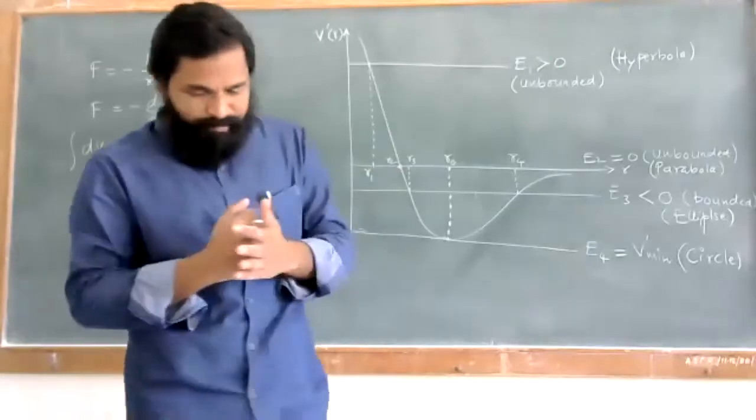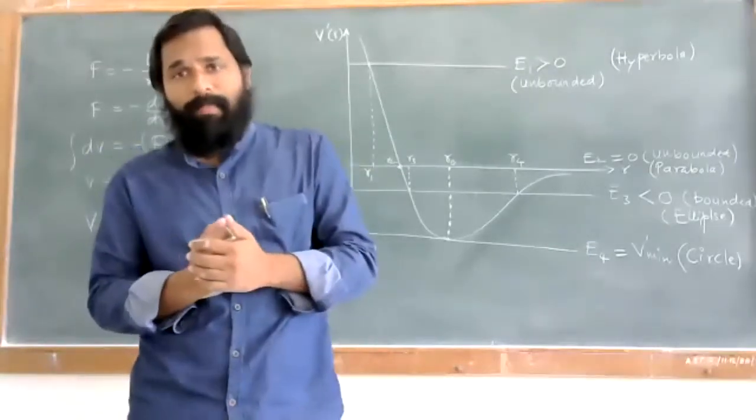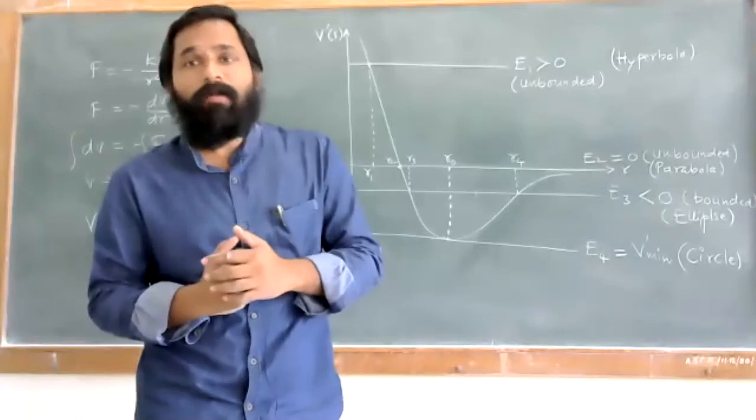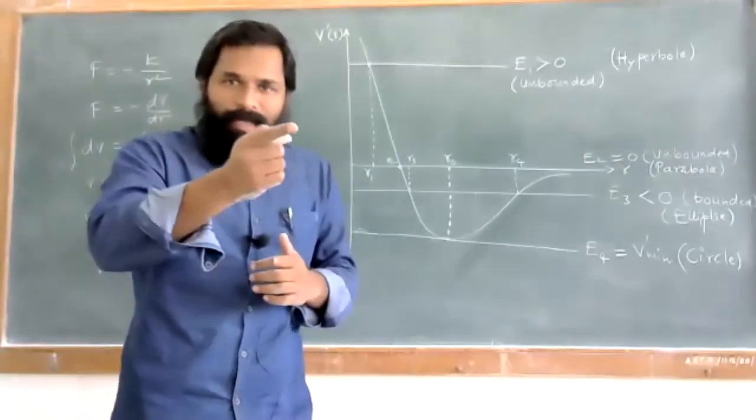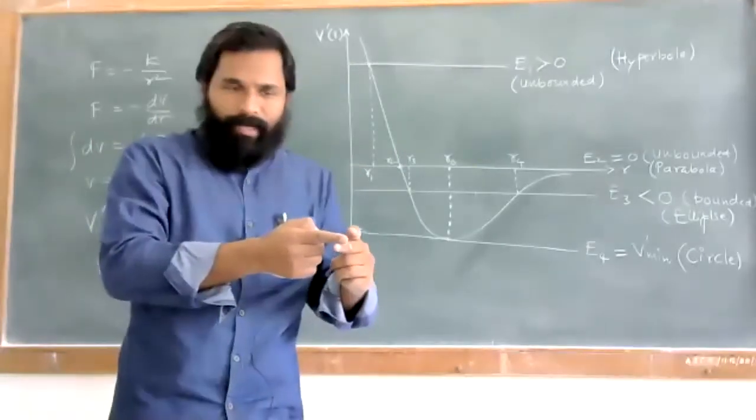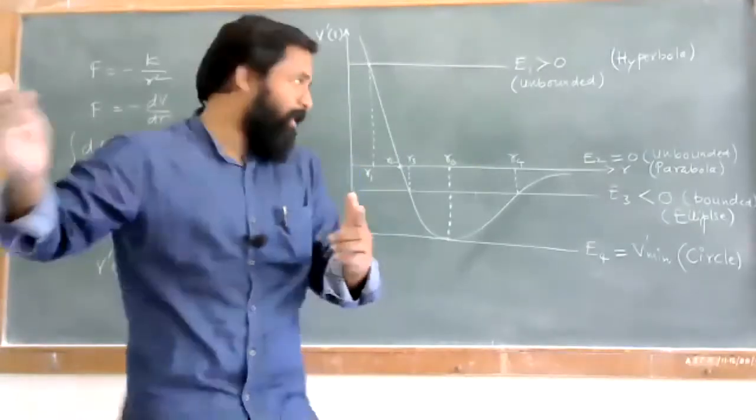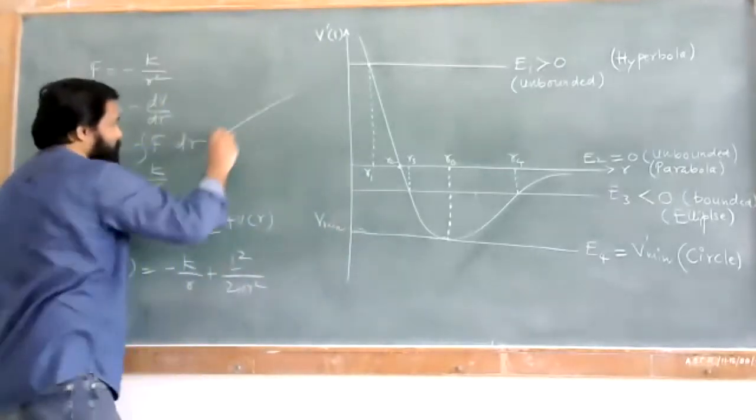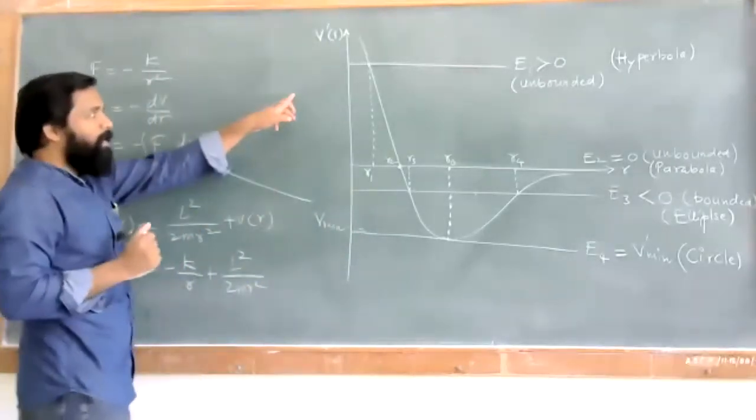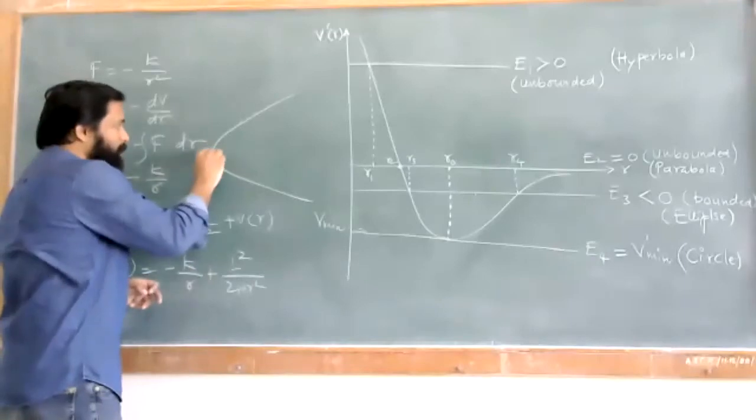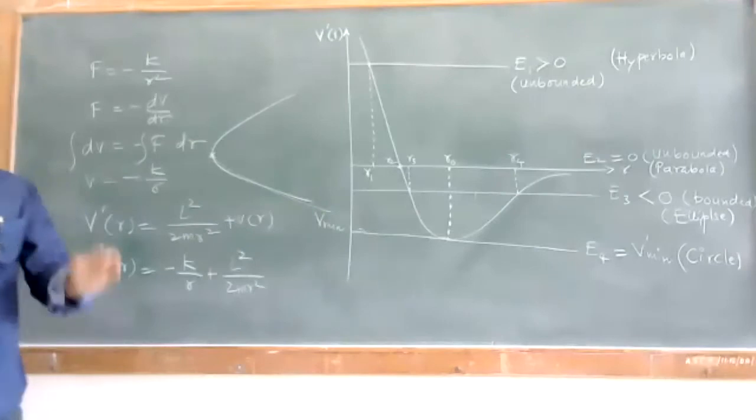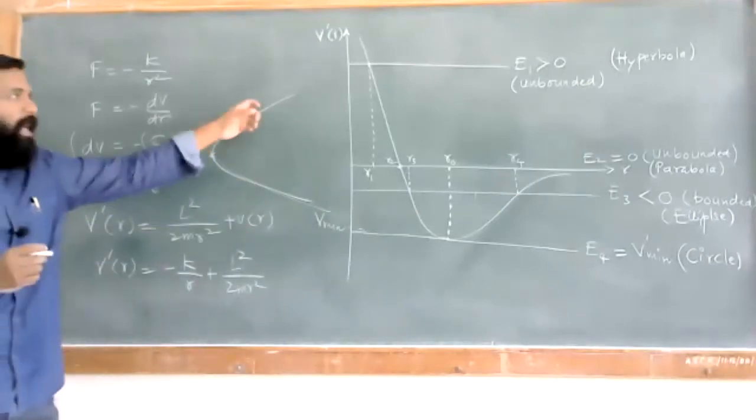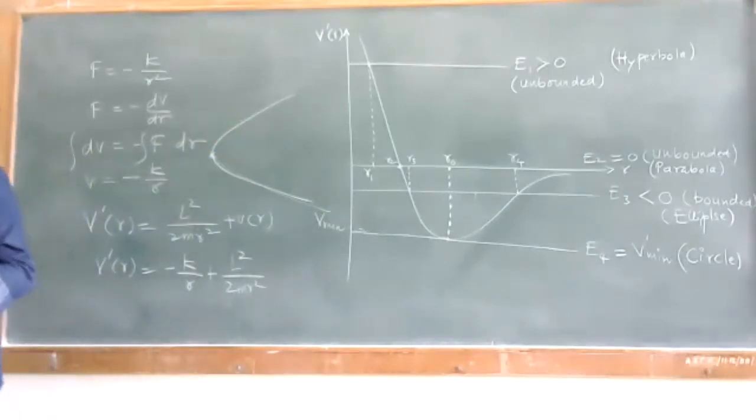Now you know, hyperbola or parabola, these are not bounded motions. That means the particle is coming from infinity, reaches a certain point, and again moves to infinity, like this. Okay? A particle is coming from infinity, taking a closest distance of approach, and again moves to infinity. So with respect to this, we can have this condition that is E1 is greater than 0, and for that we have an unbounded motion.